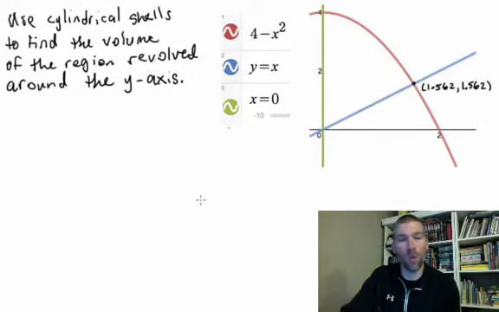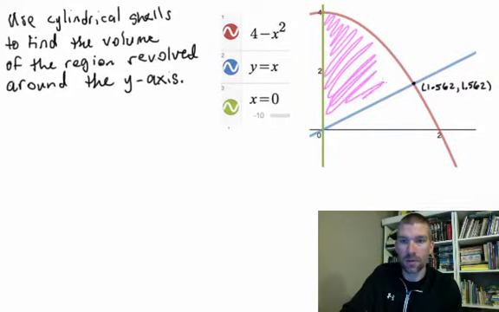Okay, here we go. One more quick example because these cylindrical shells can be quite challenging in the way that they make us think. So we want to use shells to find the volume of the region revolved around the y-axis. Here's our boundaries. So that means that the region we're interested in is in here. So we want to find the volume of this region revolving around the y-axis.